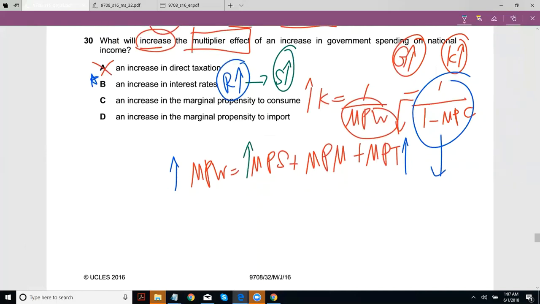So MPS goes up, hence MPW goes up. And again, that's not what you want. You want MPW to decrease, as we saw here. That's wrong. An increase in the marginal propensity to consume.